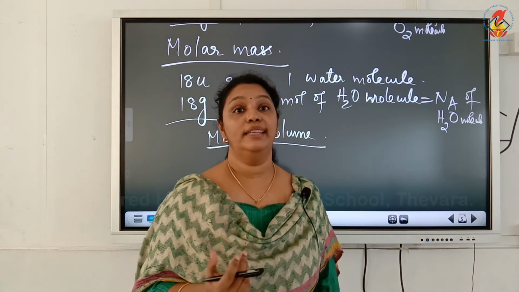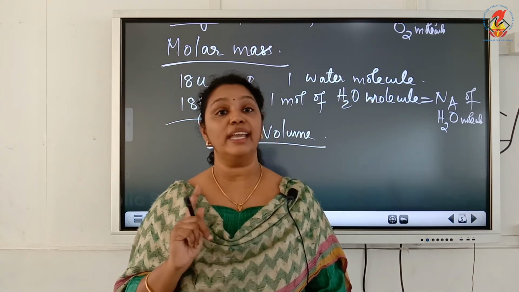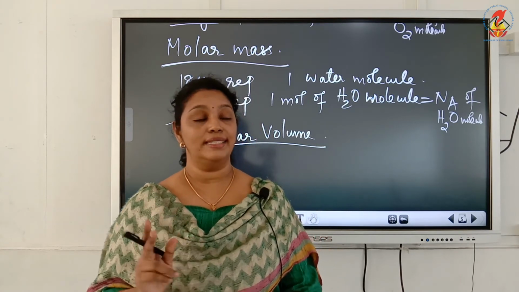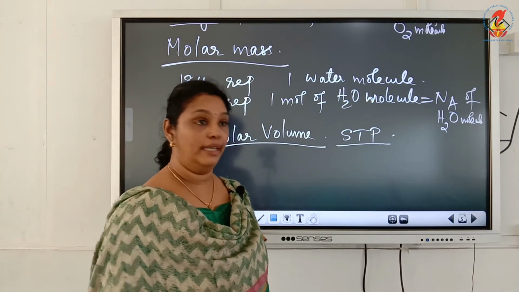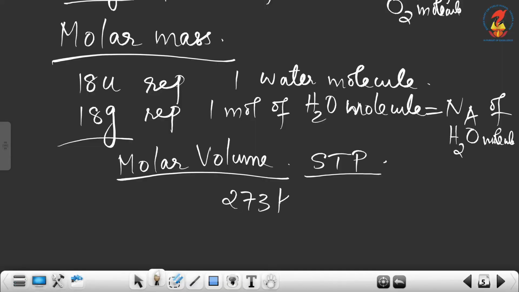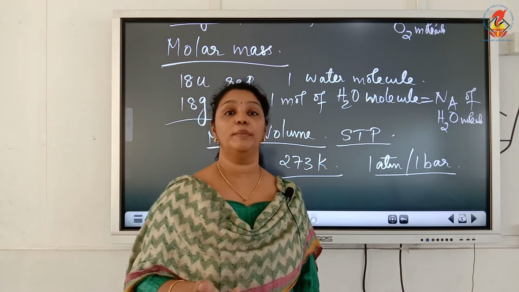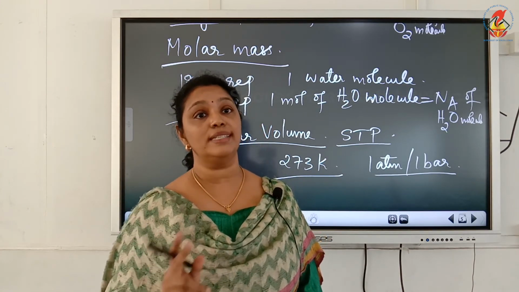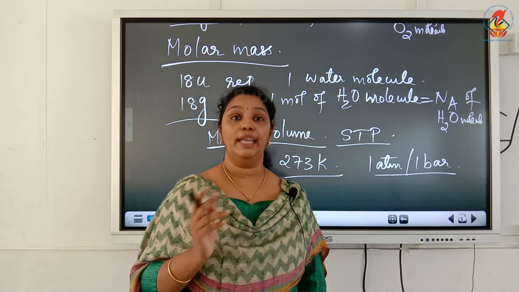Volume is for gases. So, molar volume is the volume occupied by 1 mole of any gaseous substance at STP. STP, that is standard temperature and pressure. Standard temperature is 273 Kelvin and pressure is 1 atm or 1 bar. So, this is molar volume. Molar volume is the volume occupied by 1 mole of any gaseous substance at standard temperature and pressure, that is 273 Kelvin, and 1 bar or 1 atm pressure.